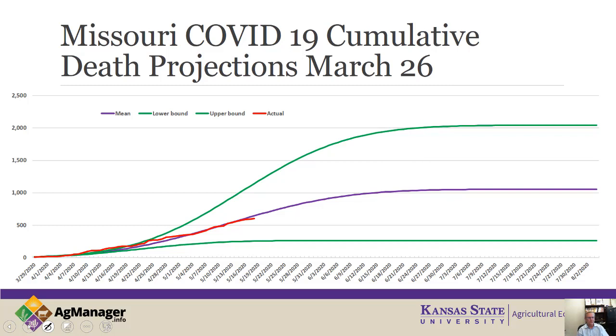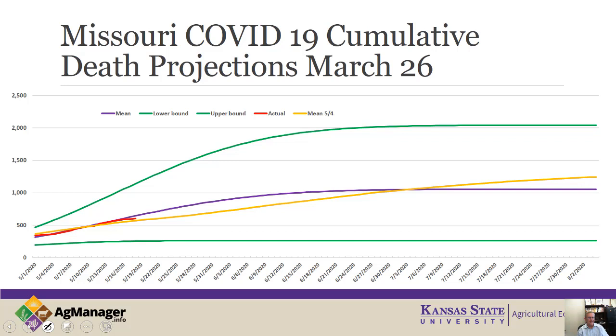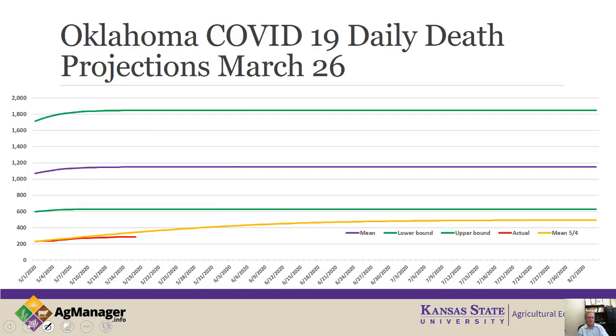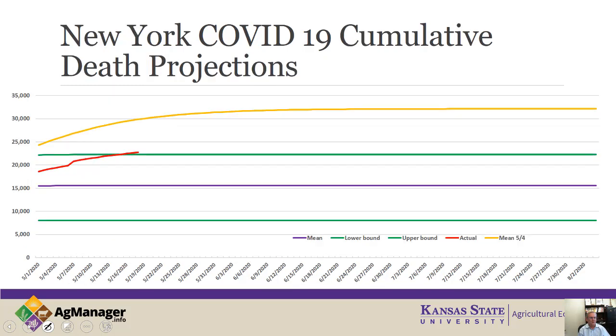Missouri had been pretty close to the original March 26th model, and since the May 4th model was released, they're a little bit higher. And in Oklahoma, again, well outside the bounds, their experience has been much more positive, or less negative, than what was originally predicted. And since the new model was released, they continue to experience less difficulty than what was predicted. And so, again, you can see that some states are above that line, some are below.